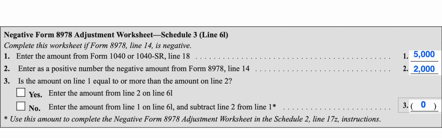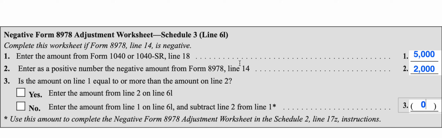line 14 amount. So this is a fairly straightforward calculation. There are only two numbers here and then you basically compare them. However, the background is a little bit more detailed. So let's go ahead and start with line 1.